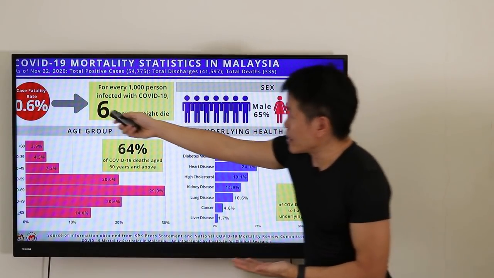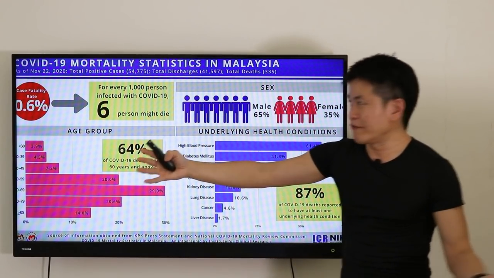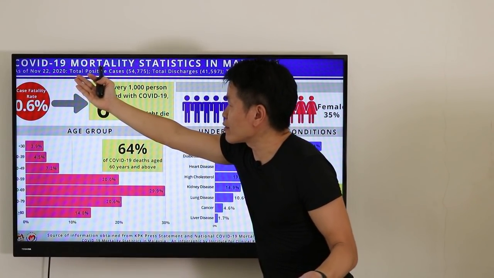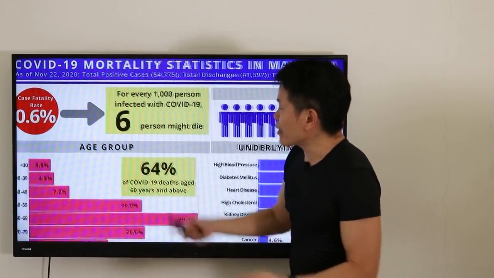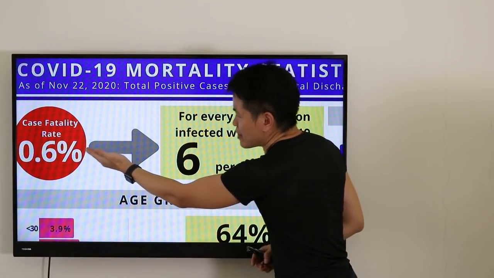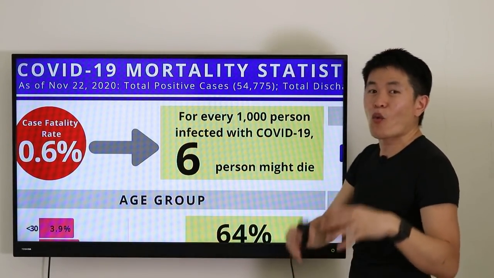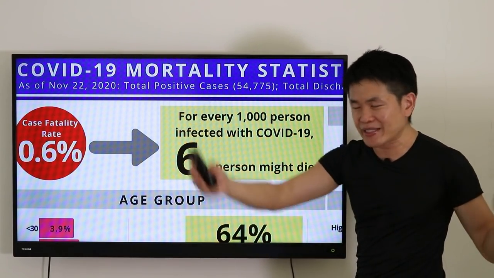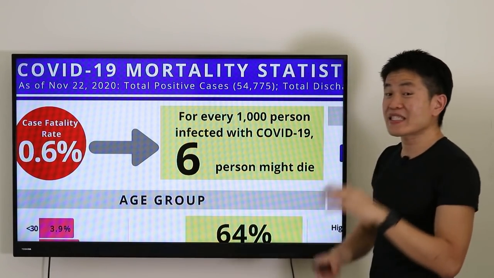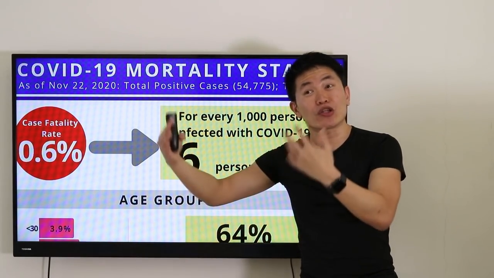So we look at the numbers. This is the data from Malaysia. I'm talking, of course, I'm living in Malaysia. November 22nd, 2020. So the rate, okay, look at the percentage. Case fatality is 0.6%. In other words, out of 1,000 infected positive cases, 6 of them will die, okay?